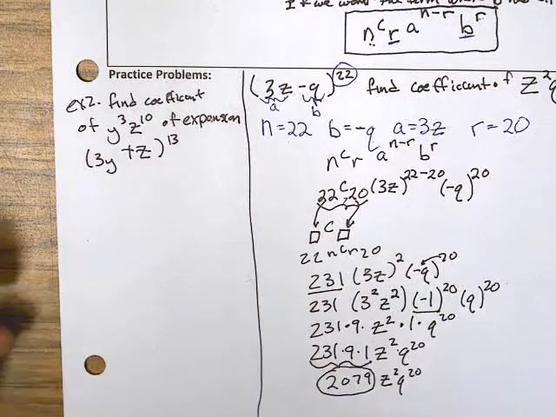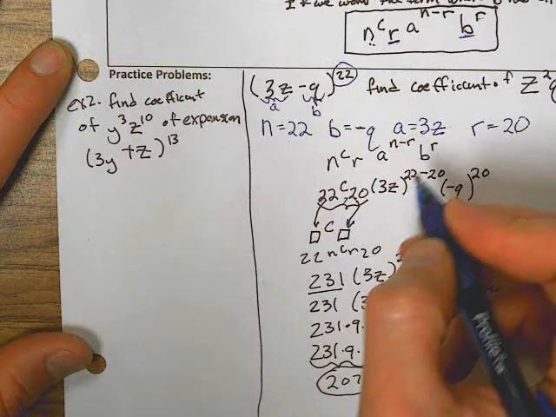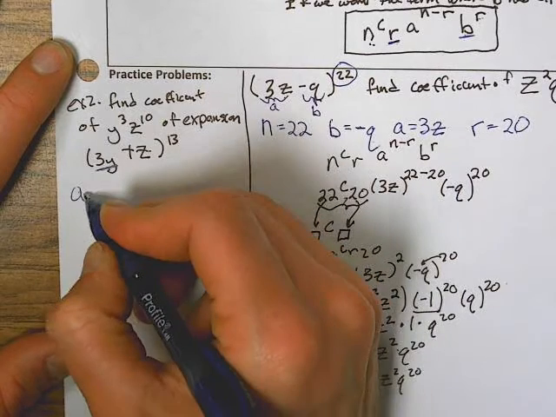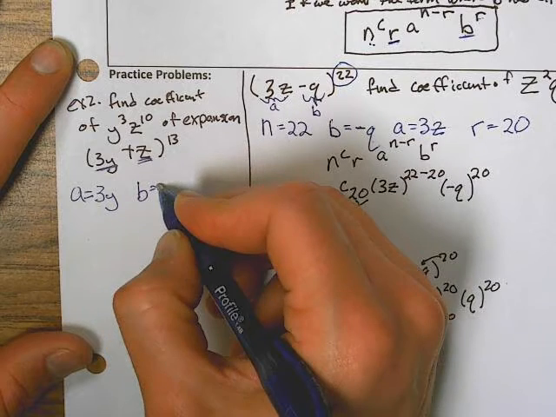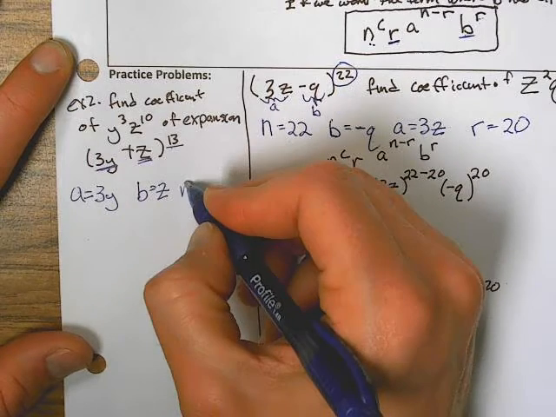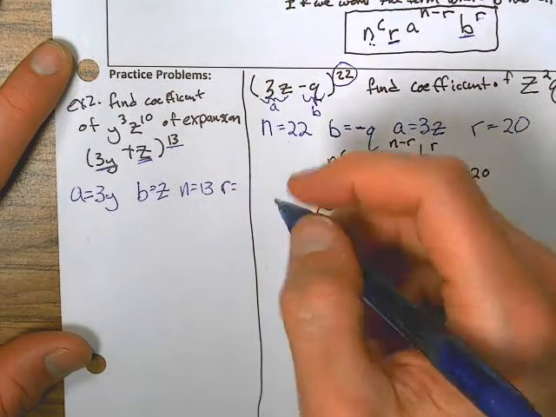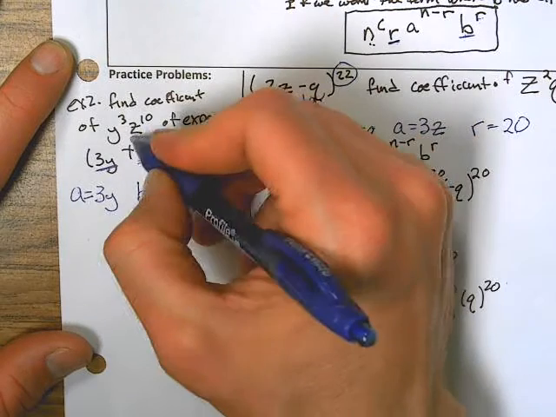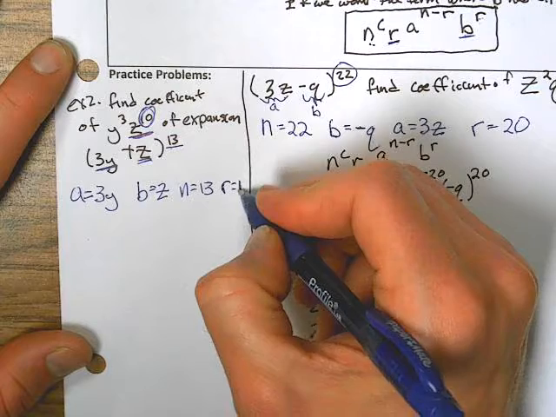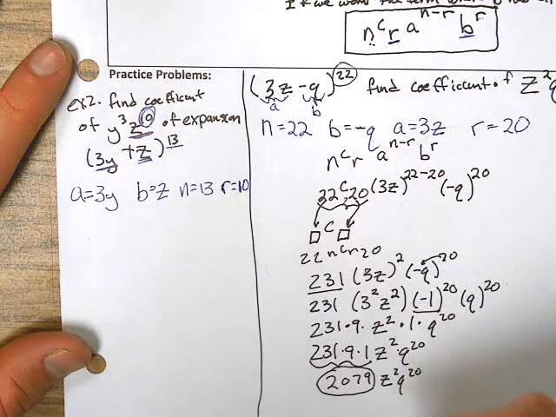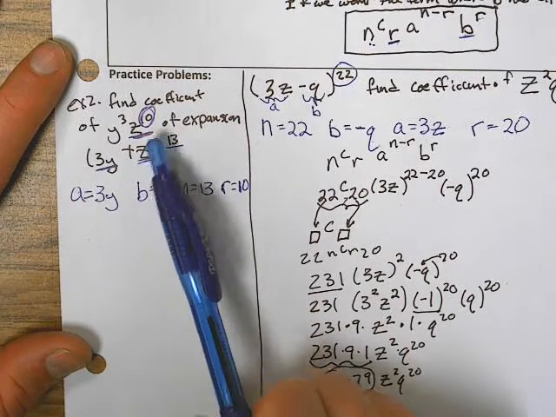Okay, so maybe let's start off by identifying our A, which is the first term. So A in this problem is 3y, B in this problem is z, N in this problem is 13. Now R is tricky. Remember, R is going to be the exponent we want in the expansion of that B term, which in this problem is the z. This is my R value. It's 10 in this problem.